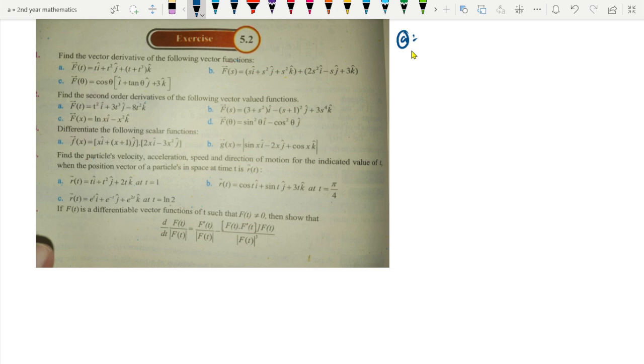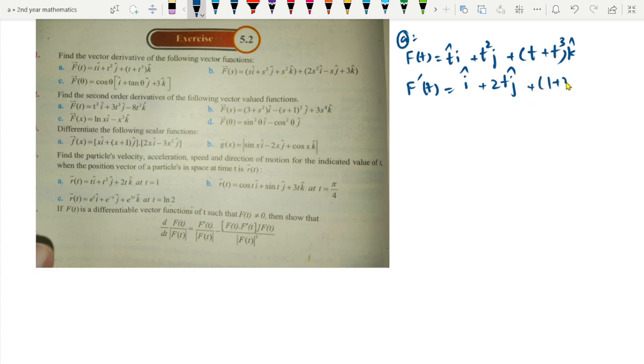f of t is equal to t i plus t square j plus t cube k. Simply taking the derivative of this, you will get f prime of t. The derivative of t is 1, the derivative of t square is 2t, and the derivative of t cube is 3t square. So this is our final answer.